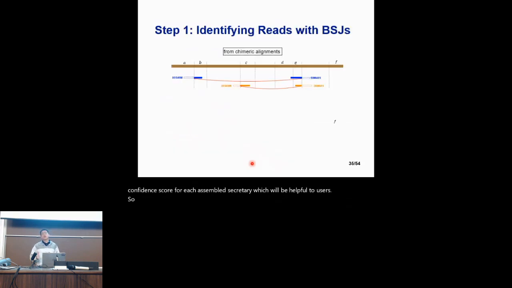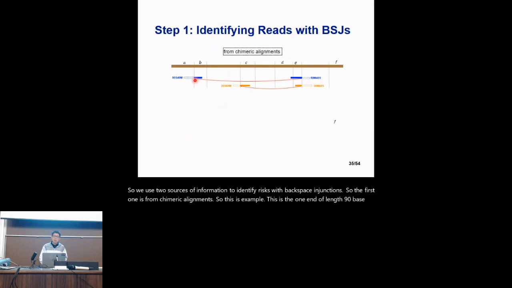So we use two sources of information to identify reads with back-splicing junctions. The first one is from chimeric alignments. So this is an example. This is one end of length 90 base pairs. The right 40 base pairs were aligned here, but the left 50 base pairs were aligned there. So this is a strong signal indicating there's back-splicing in this end. And we collect those reads.